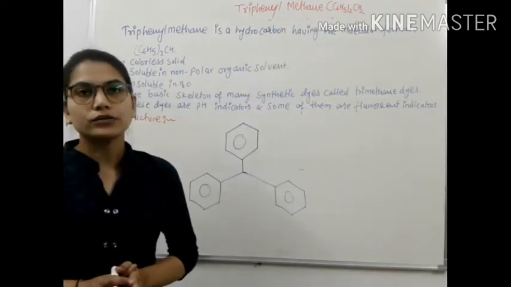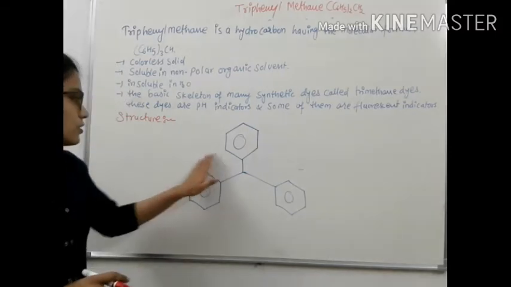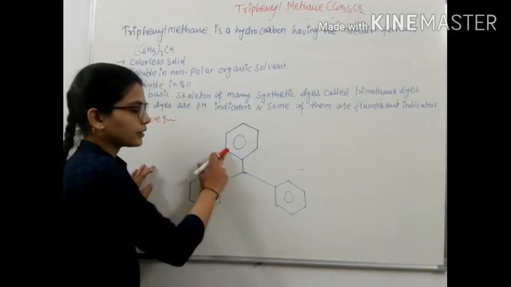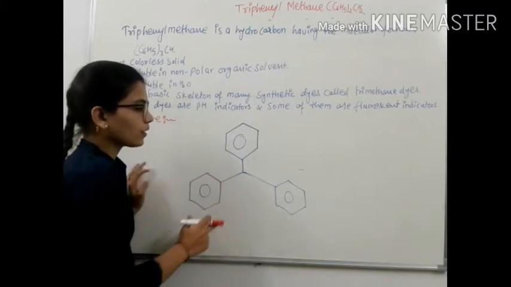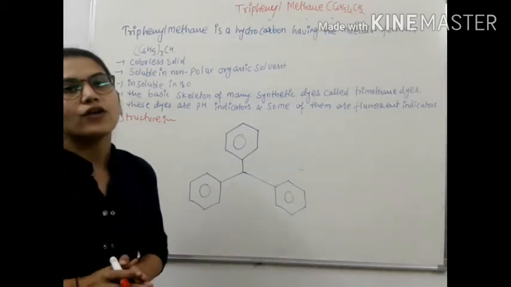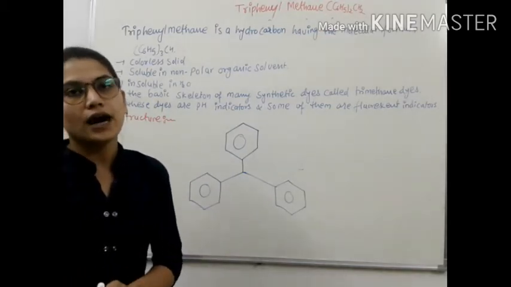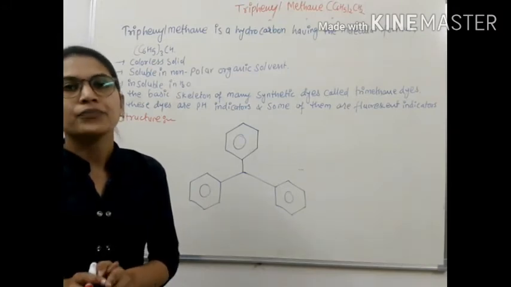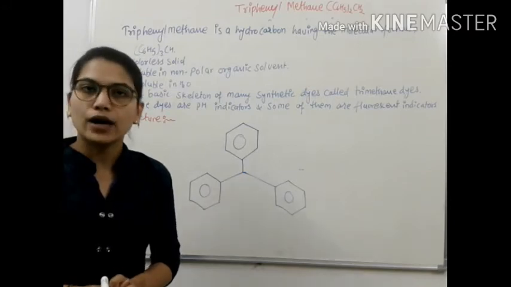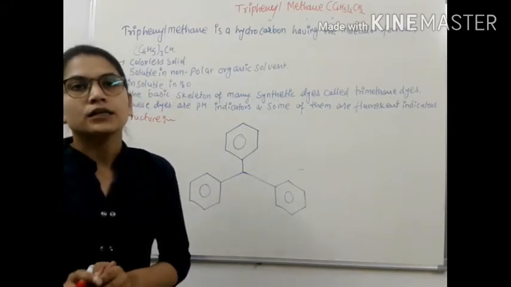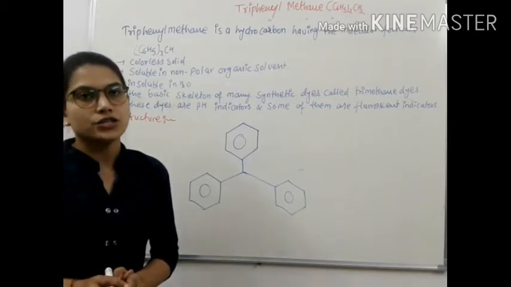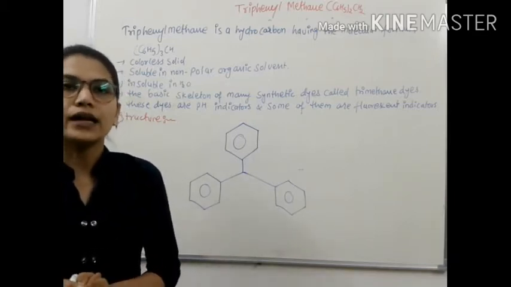Now discuss the structure. This is the structure of triphenyl methane. There are three phenyl rings attached to each other: first, second and third. The pKa of the hydrogen on the central carbon atom is 33. The acidity of triphenylmethane is higher than that of other hydrocarbons because the trityl anion is stabilized by delocalization over the three phenyl rings.